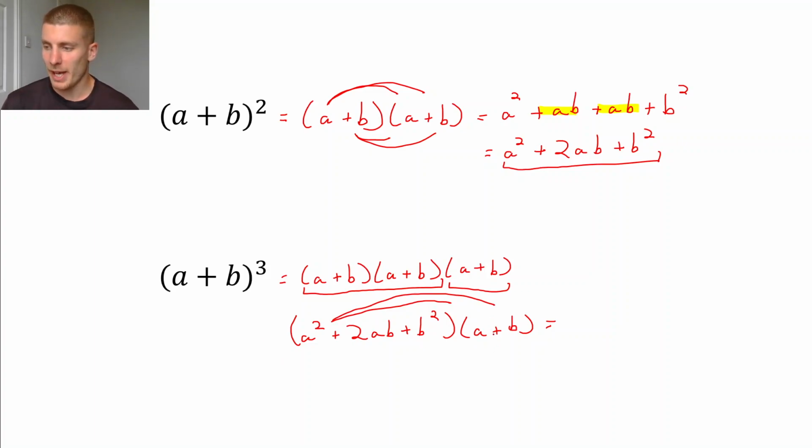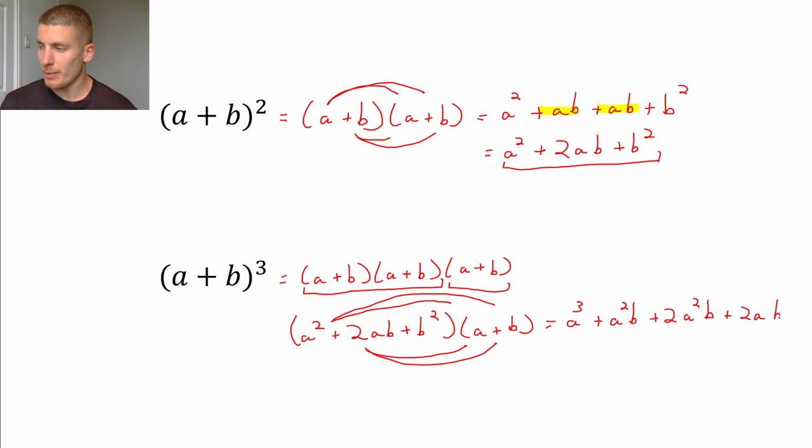So a squared times a gives me a cubed. A squared times b gives me plus a squared b. I then go and do 2ab times a and 2ab times b. So 2ab times a is going to give me plus 2a squared b. And then 2ab times b is going to give me 2ab squared. So plus 2ab squared. I've then got b squared times a and b squared times b.